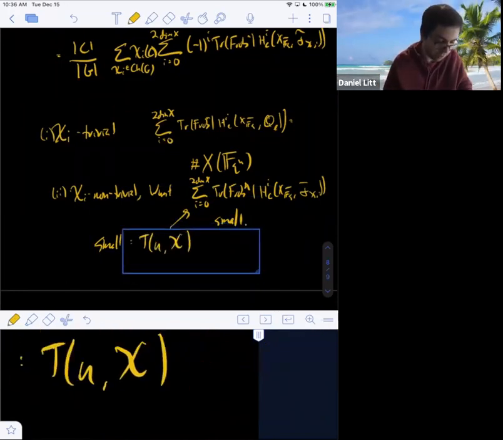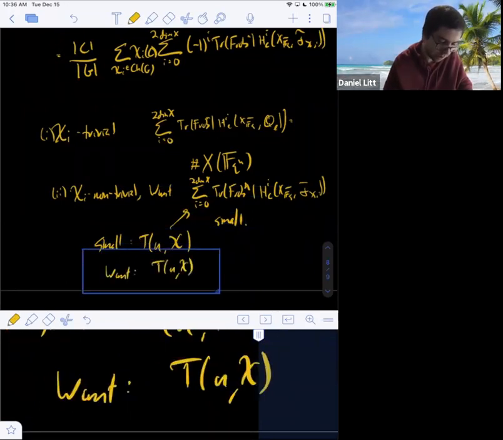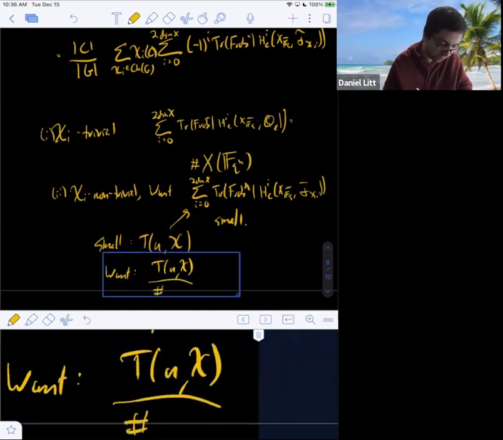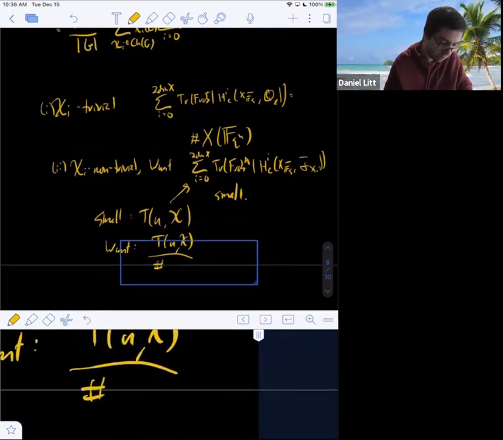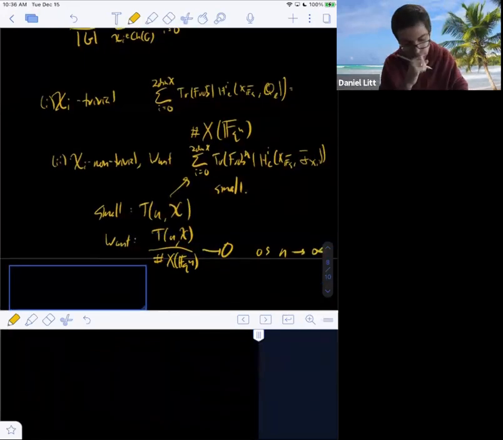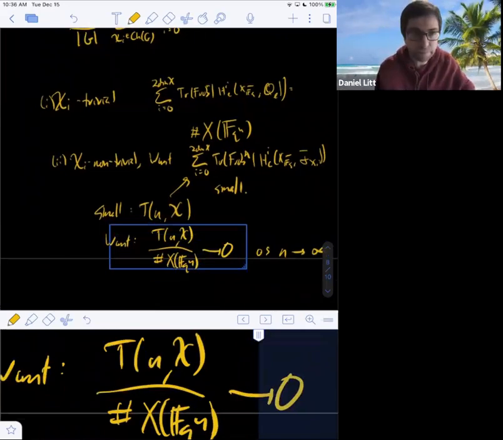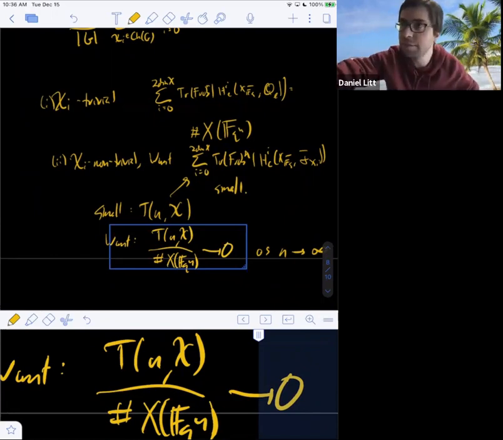And we want that t n chi divided by the number of rational points tends to 0 as n goes to infinity. And so these will be precisely our error term. So we want to bound this number. Does anyone see how to do this? So what if X is a curve? Maybe that's the easy case.